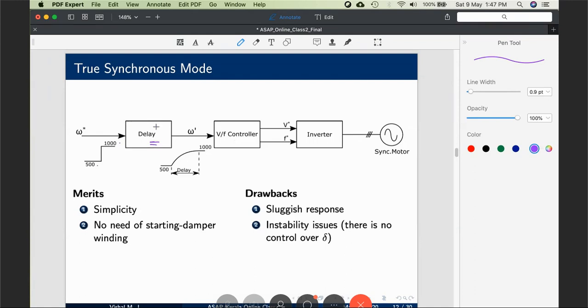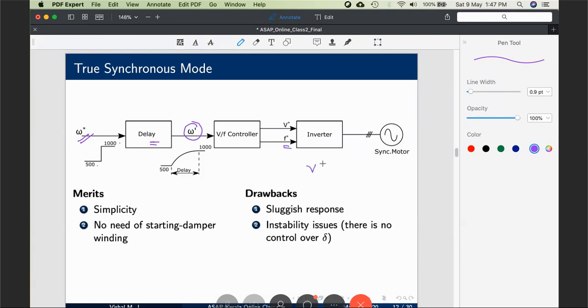It could be a first order delay or second order or third order, depending on the factor of safety you want. What the delay block does is what I have shown, from 500 to 1000, not in a stepped manner, but in a slowly, gradually changing manner. So from omega star, which is your frequency command, you get your omega prime once it goes through the delay. From that, we can calculate the value of frequency.